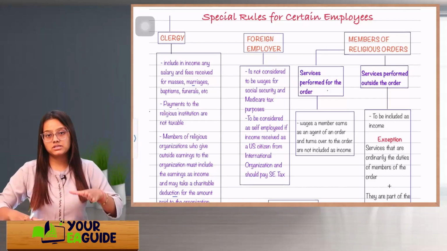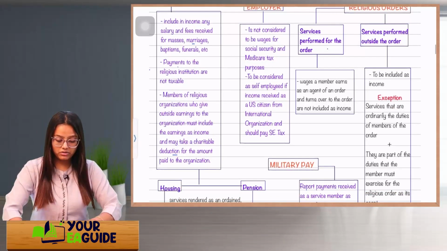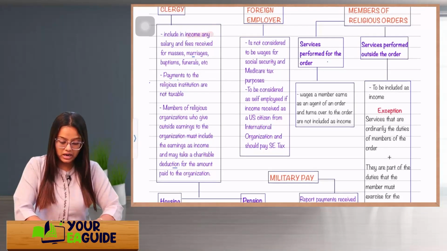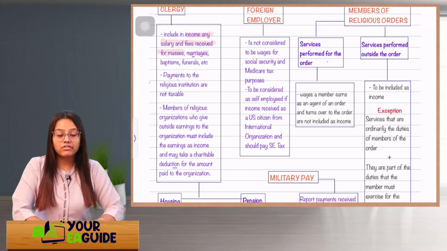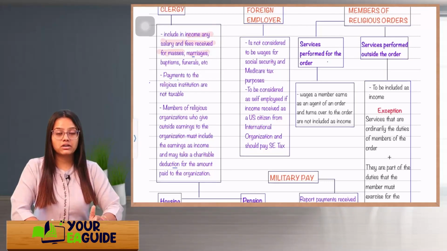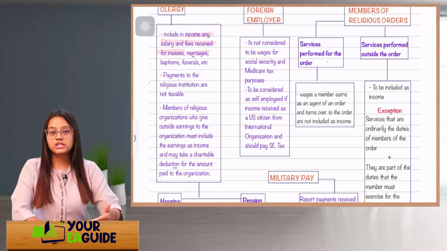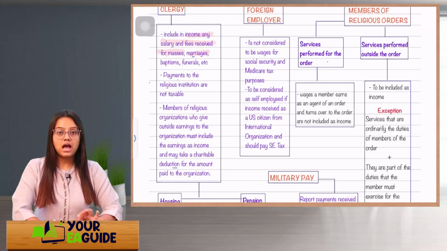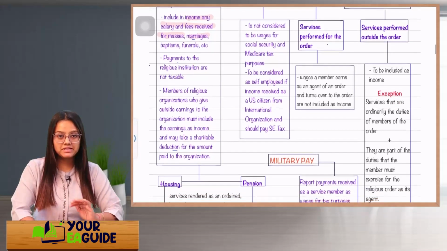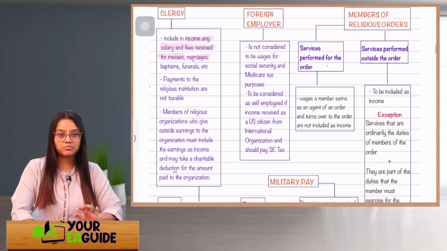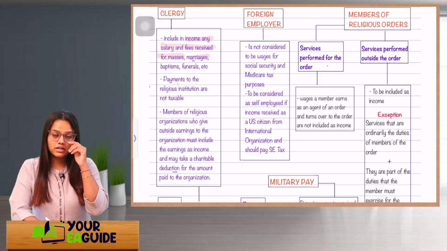Please remember this. Now we are going to include in income any salary and fees received from masses, marriages, baptisms, funerals, etc. Anything which he receives for performing these services will be considered as his salary. Exception, we will see if it's an ordained minister. Rest all, they will consider it as a salary.